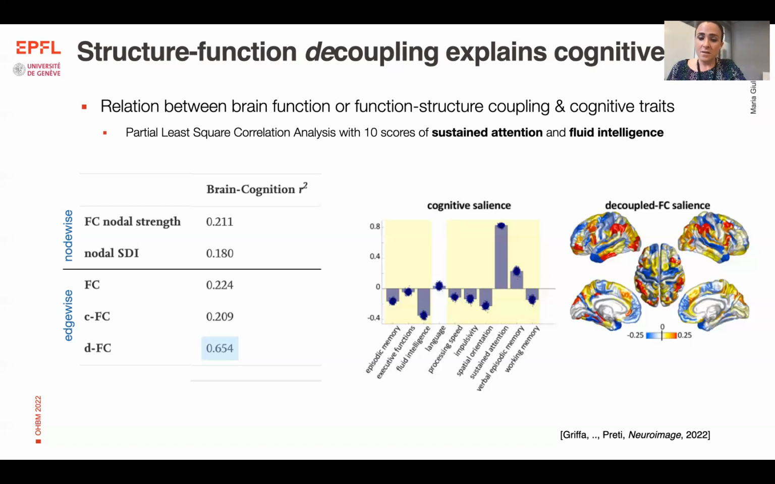In this case, we have the sustained attention as one of the mainly correlated, and we can interpret that the higher coupling in red regions of the brain that you can see here, the posterior cingulate cortex, for example, a higher decoupling there is more positively correlated with sustained attention, while the opposite is true for blue areas, basically.